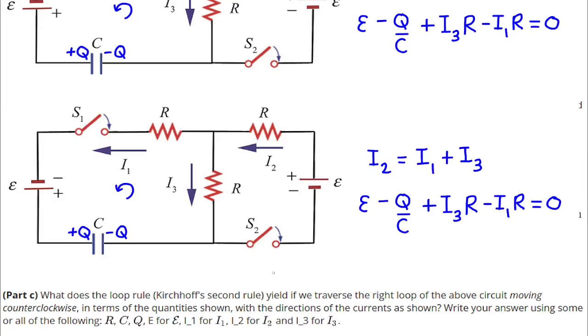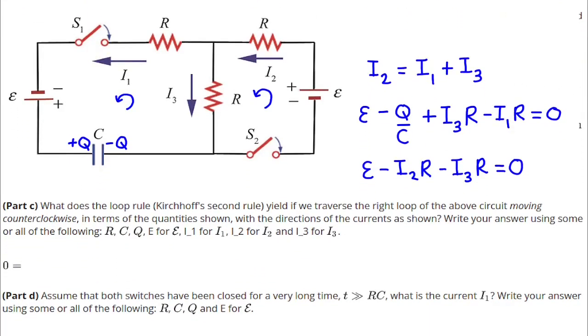So we're asked, what does Kirchhoff's loop rule yield if we traverse the right loop moving counterclockwise? So going across the battery, we're going from a lower potential to a higher potential, so the change in electric potential is positive. And then we have a potential drop across the resistor, so we have minus I2 by R. And a potential drop across the second resistor if we're traversing the loop in the direction of the current, so we have minus I3 by R. And that's equal to 0 by conservation of energy. So let's copy our result and go to part D.